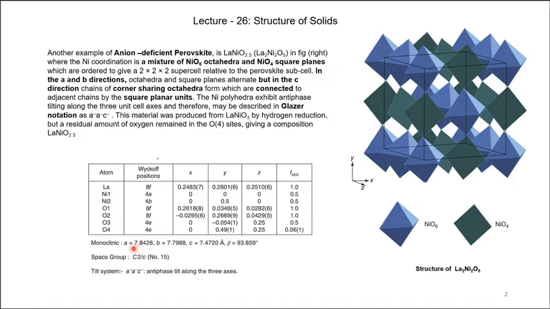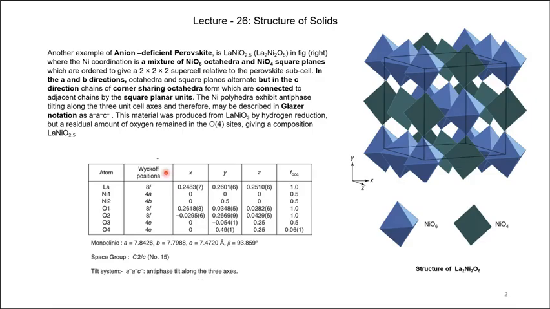And then we also discussed what is the cell parameter of this structure. If it is monoclinic, we have a 7.8426, b 7.7988, and c 7.4720, and beta 93.8859 degree. This is what we know very well, that there are 4 independent cell parameters, and that's what we are showing here. Okay, we also say that when we describe the 3-dimensional structure of any compound, we mention space group, point group, and other specific conditions of it.